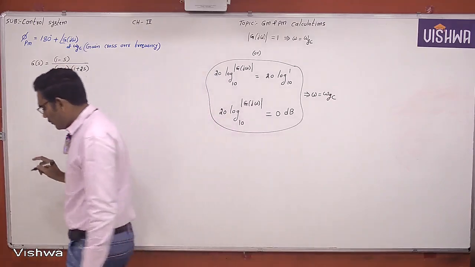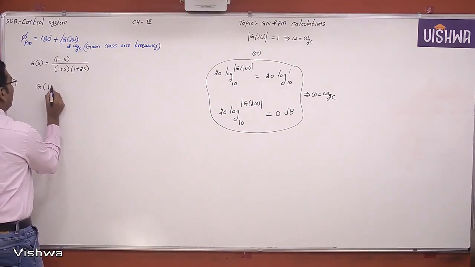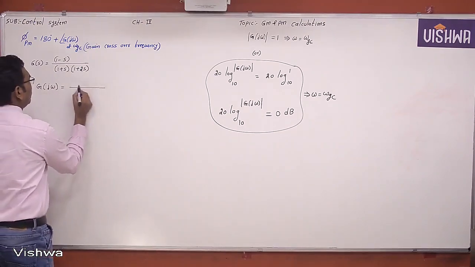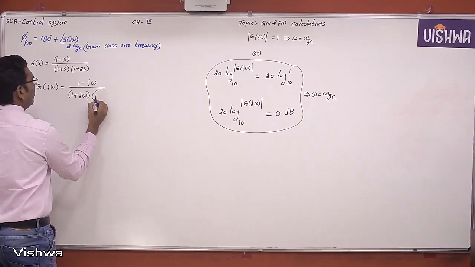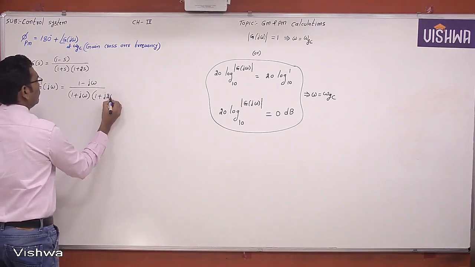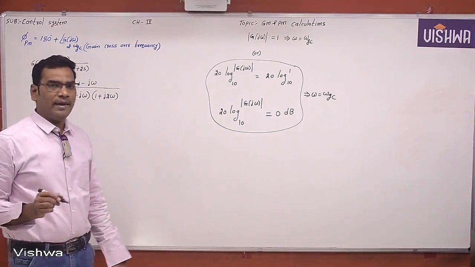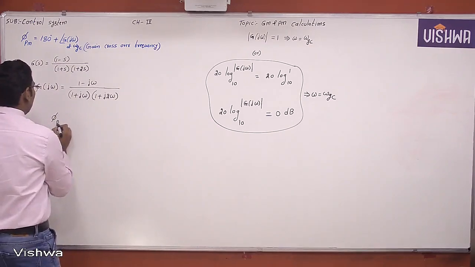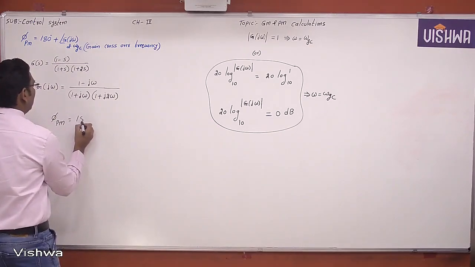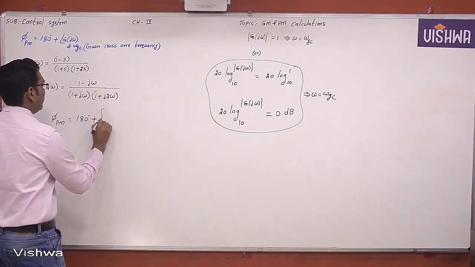So, what is the phase margin? First I replace s with j omega. G of j omega equals 1 minus j omega by 1 plus j omega into 1 plus j2 omega. Now this is G of j omega. And what is the phase margin? The phase margin is equal to 180 degrees plus the angle of the open loop transfer function.